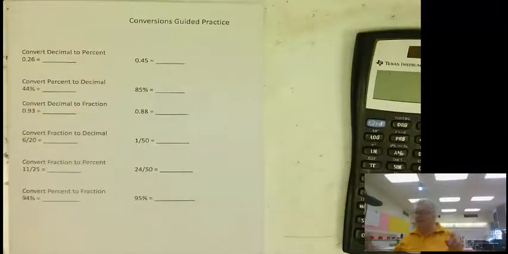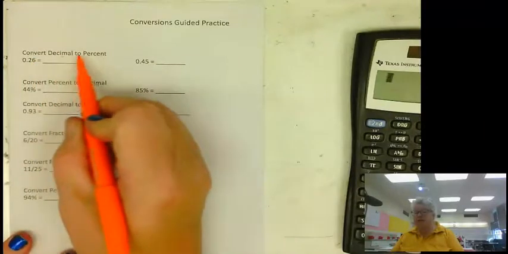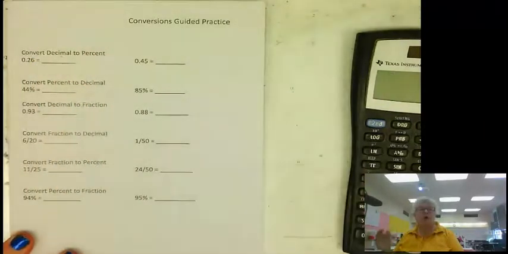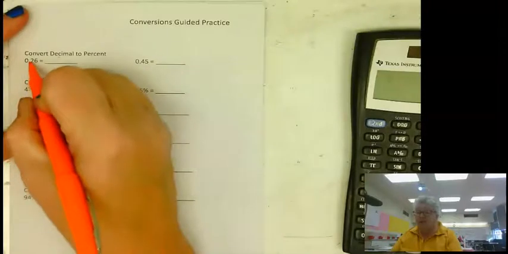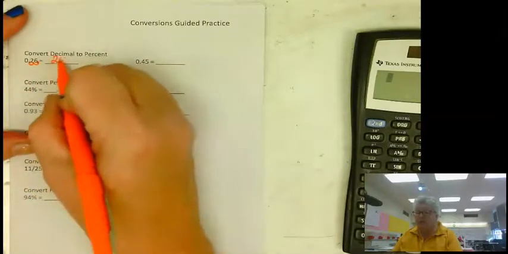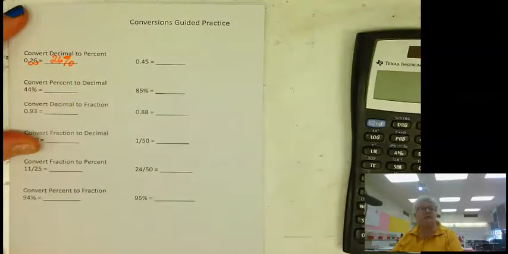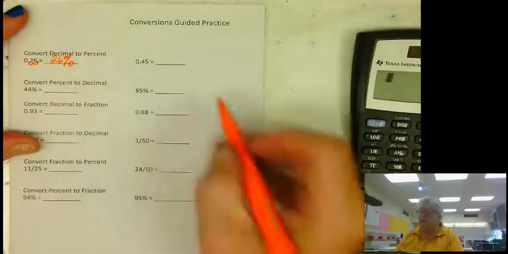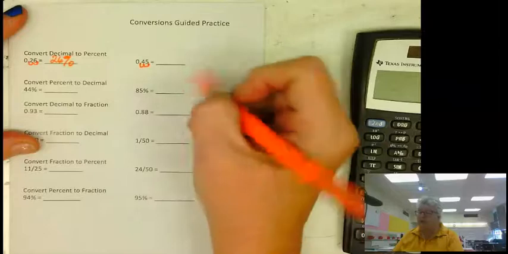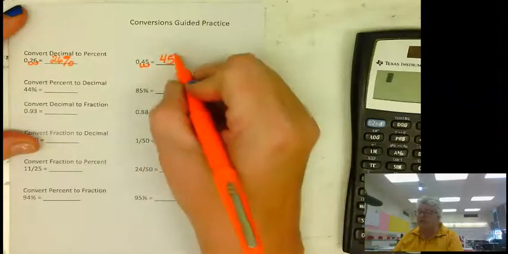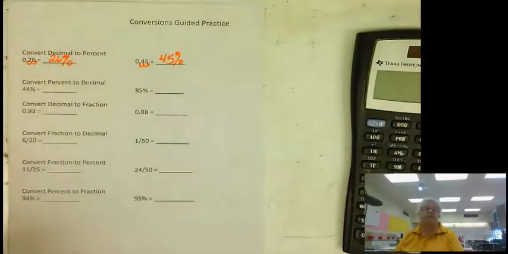It's time for the guided practice that goes on page 81. So let's get done. All right, first thing, convert decimal to percent. Well, we just learned all you have to do is move the decimal 2 places to the right. So if I do that, boom, boom, 2 places, that becomes 26, and then just add a percent. Done. Try it one more time. 2 places to the right gives me a 45. Add the percent sign. Done. Can't do much better than that.